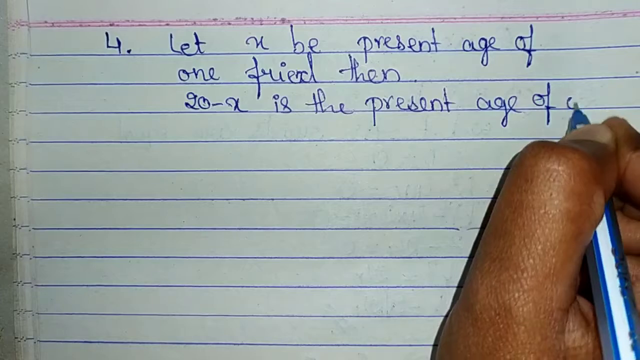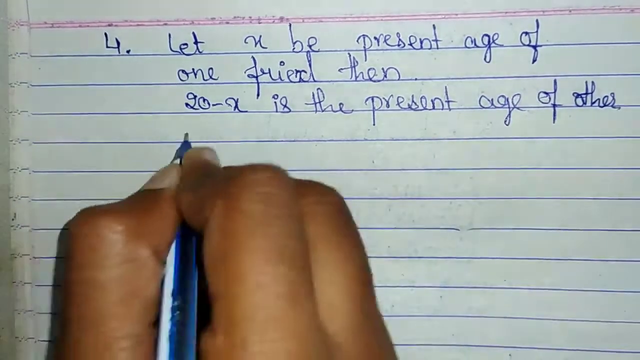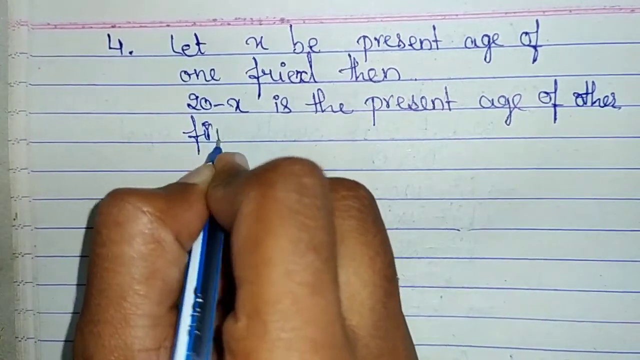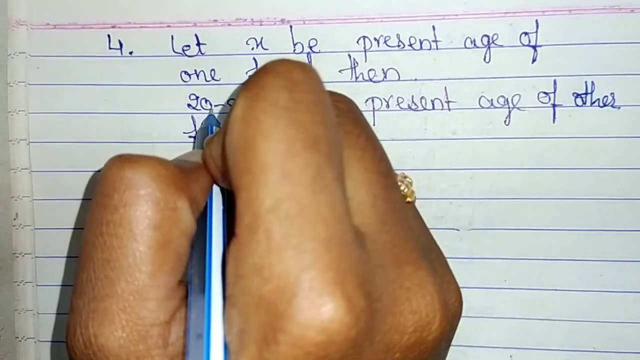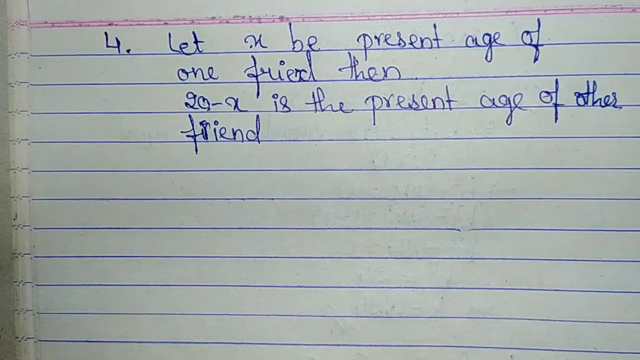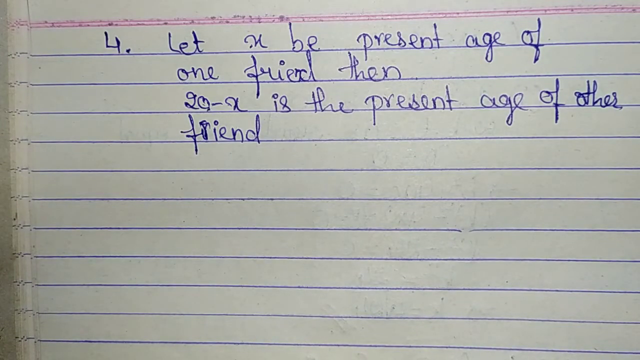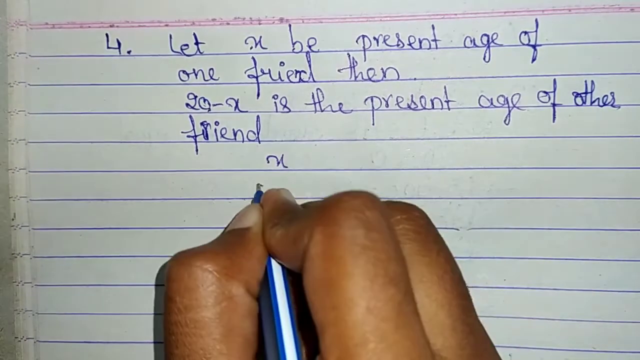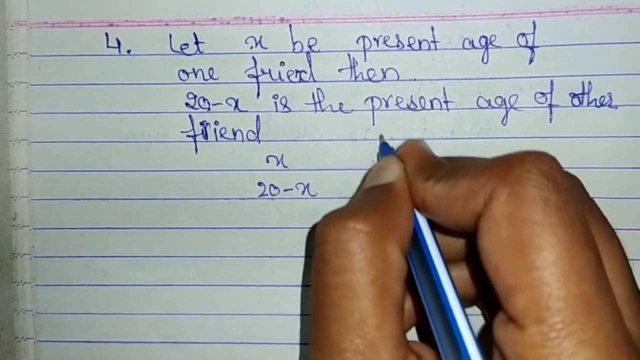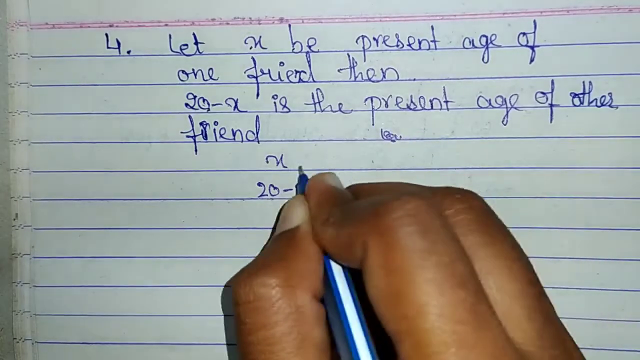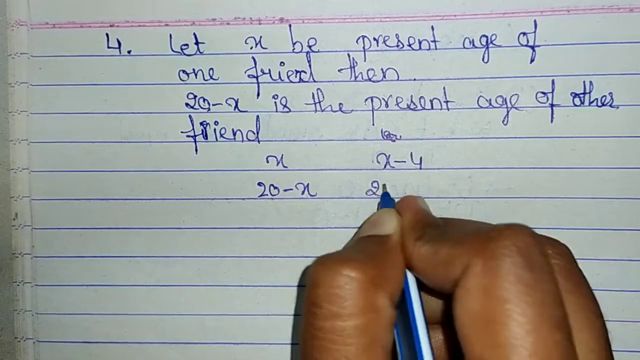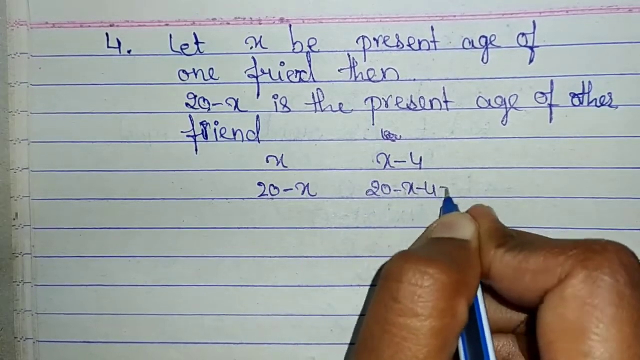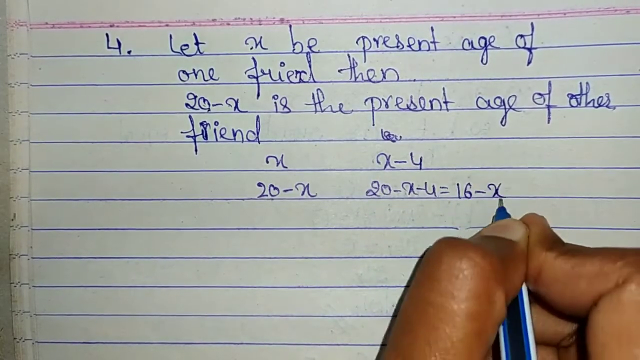Present age of the other friend. Why? Because they have told us that the sum of the ages, X plus 20 minus X, is equal to 20. The sum of their present ages is 20 years. So now, 4 years ago, if the present ages are X and 20 minus X, then 4 years ago X would have been X minus 4, and 20 minus X would have been 20 minus X minus 4, which is equal to 16 minus X.